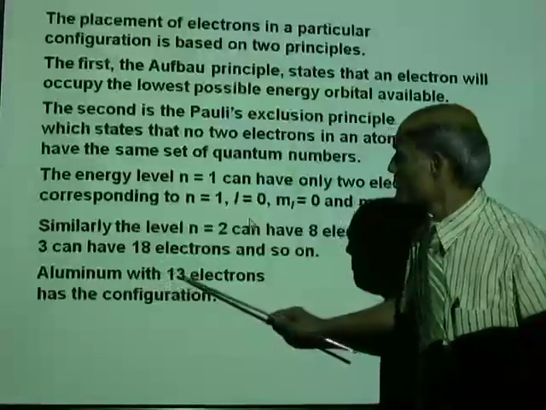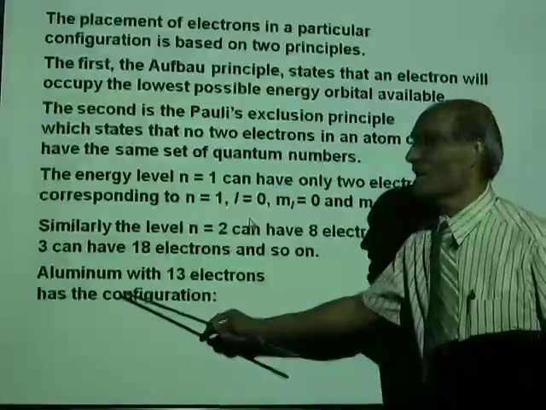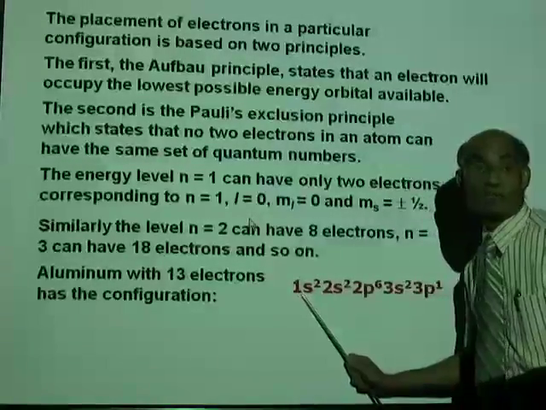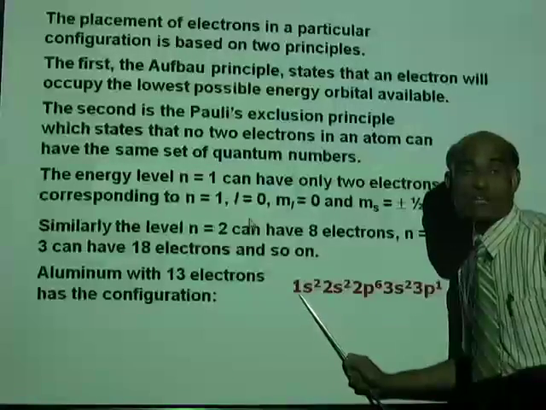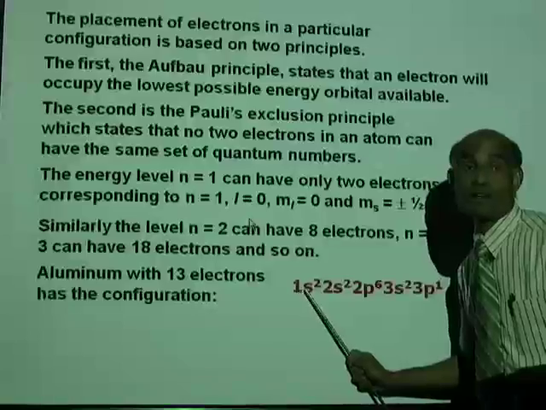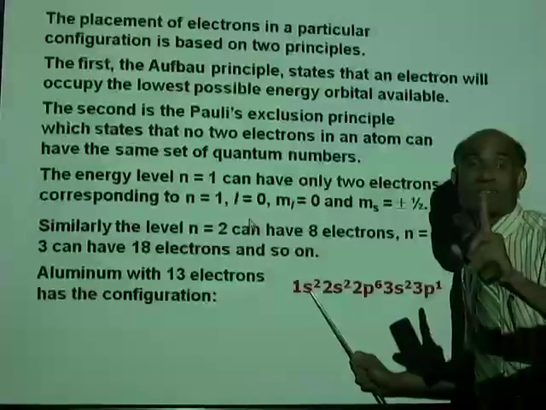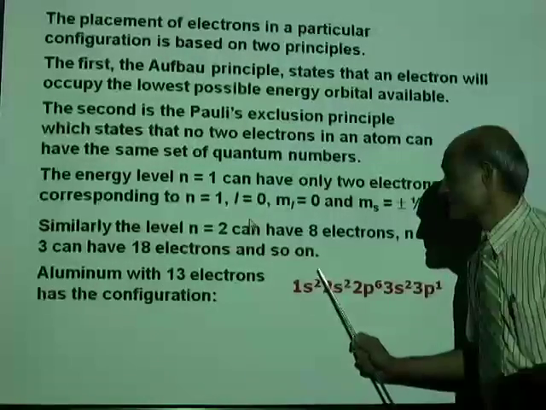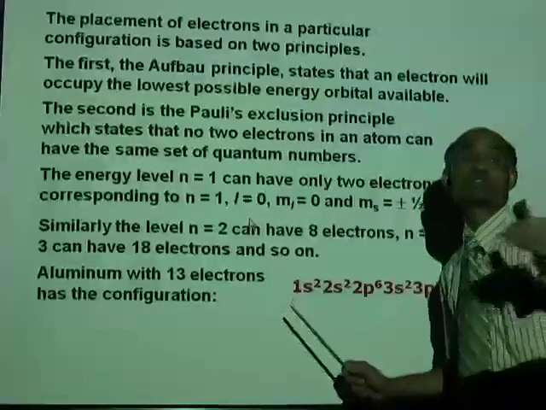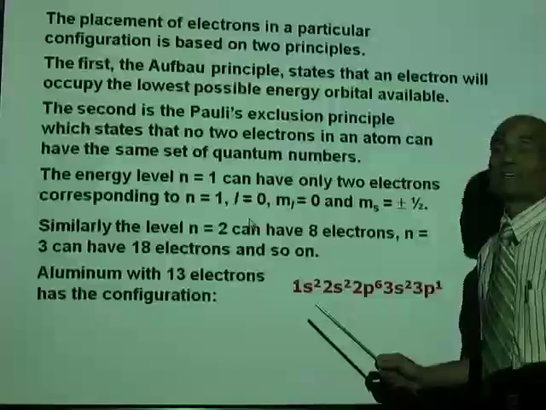Now, aluminum with 13 electrons has the configuration. Look at this. First, the electrons will have to fill the first shell, n equal to 1. And n equal to 1 has only one subshell, that is S. And that subshell can have 2 electrons. So 1s2 means 2 electrons in the first shell.